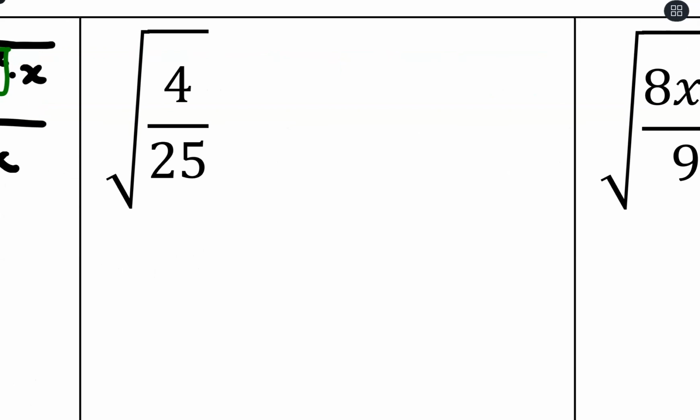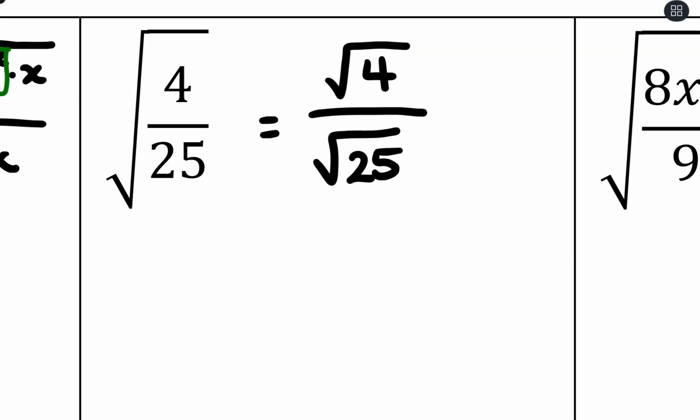Root 4 over 25, what we could do is use our quotient property. Since 4 divided by 25 doesn't simplify at all, what we could do is split this up as the square root of 4 over the square root of 25. Well, the square root of 4 is 2, over the square root of 25 is 5. So we would have a positive 2/5 for our answer there.